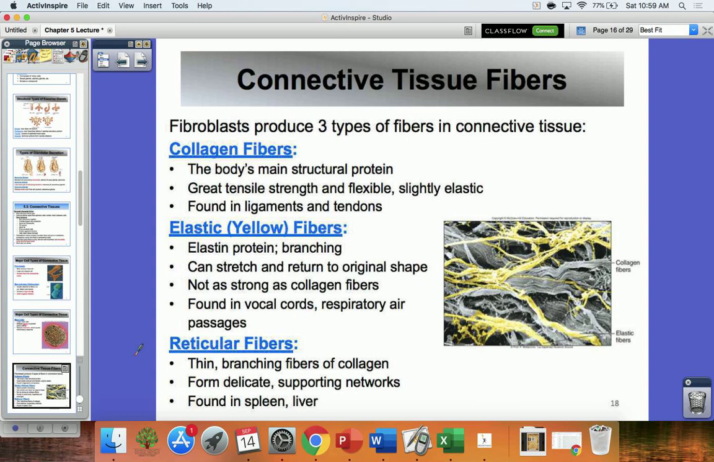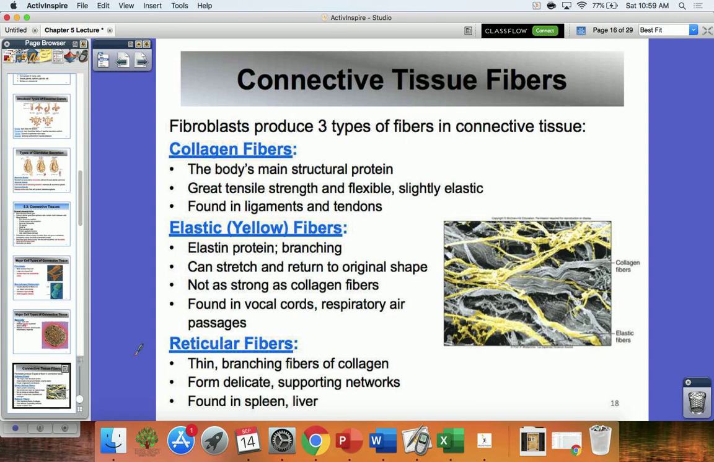So the very first one is collagen fibers. You all may have heard of collagen before. Sometimes people get collagen injections within their face or somewhere else, because it helps with strengthening and tightening. It is that structural protein, and it is so strong, but it's also a bit flexible. Because of that, it is great in places like the tendons and the ligaments. But it does have a little bit of elasticity and flexibility.